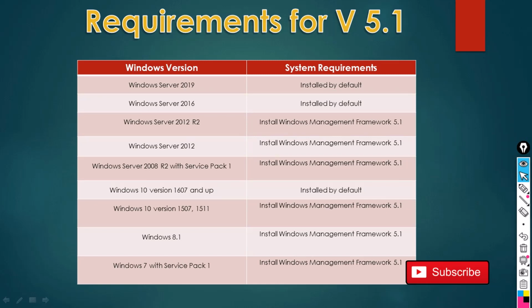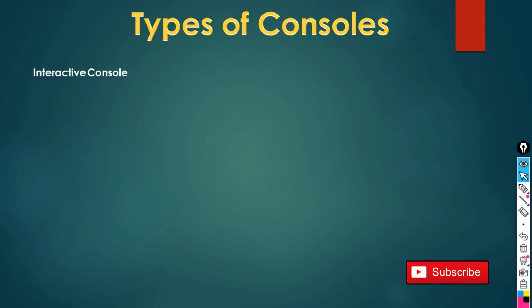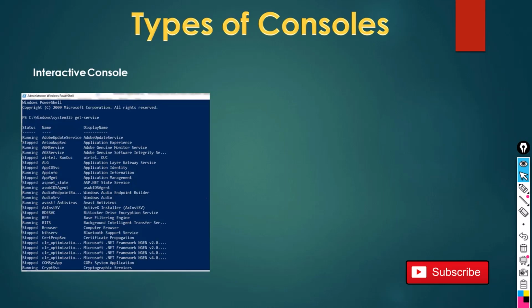So finally, we looked at the versions and requirements to upgrade to the latest version. Now we are going to talk about the different consoles that we have in PowerShell. So in PowerShell there are two different consoles. First one is an interactive console.